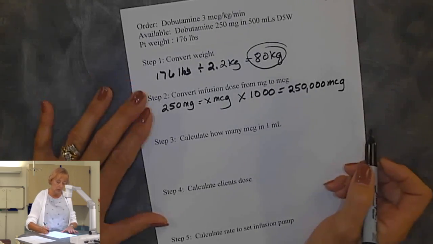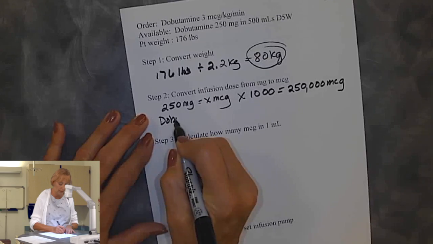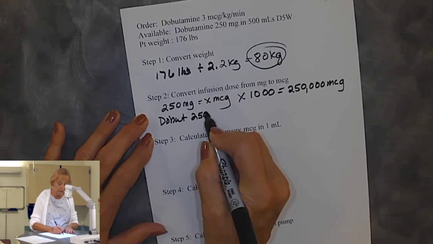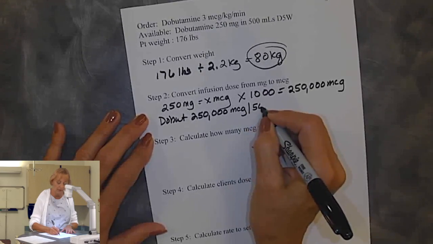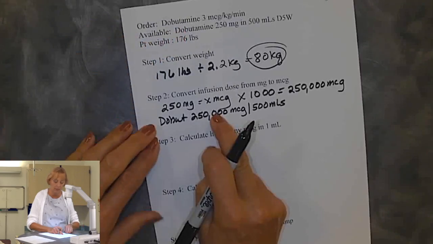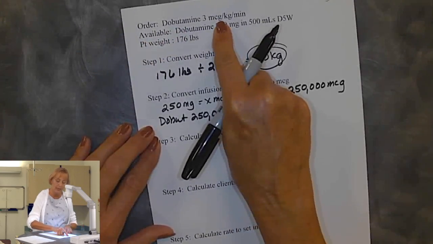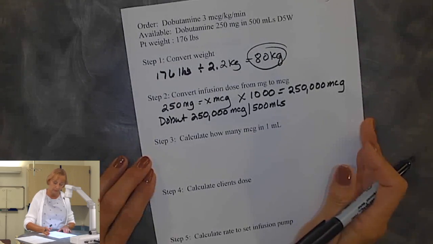Make sure you keep track of all of your zeros because it can make a huge difference one way or the other on your dose, because you're talking 250,000 micrograms here. So you're going to infuse it. So what you have now is dobutamine, 250,000 micrograms per 500 mLs. So this is equal to this. It's the same thing, except now your micrograms matches what your order is, which is 3 mics, so you're less likely to make any mistakes.